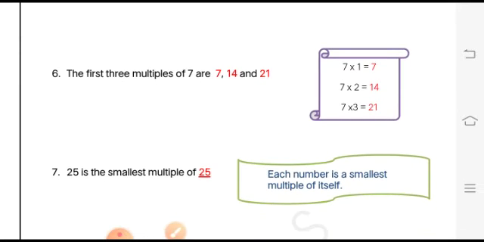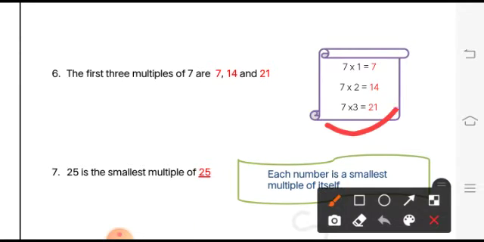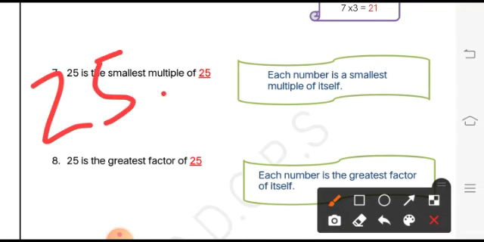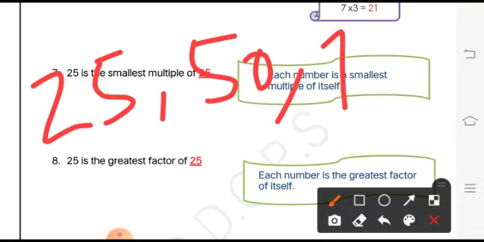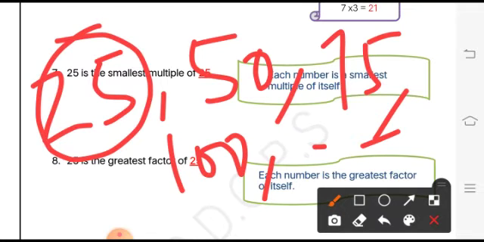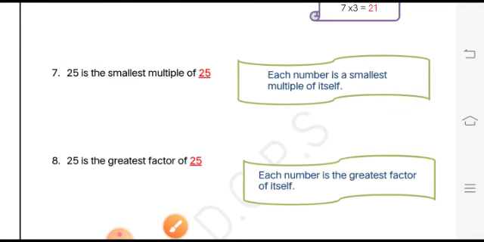Next is the first 3 multiples of 7. If we recall the table of 7, we will observe that the first 3 multiples are 7, 14 and 21. Question number 7 is 25 is the smallest multiple of dash. If we check in the table of 25, we observe that the smallest multiple is the number itself. As discussed earlier, in general we can say the smallest multiple of a number is the number itself. So 20 is the smallest multiple of 20. And likewise 25 is the smallest multiple of 25. So we write 25 for question 7.